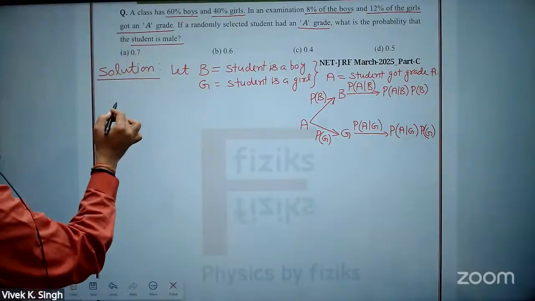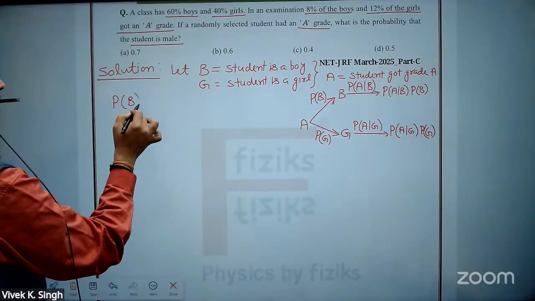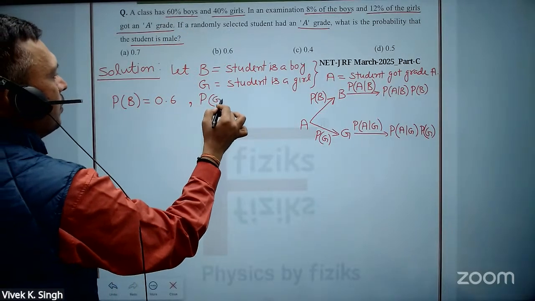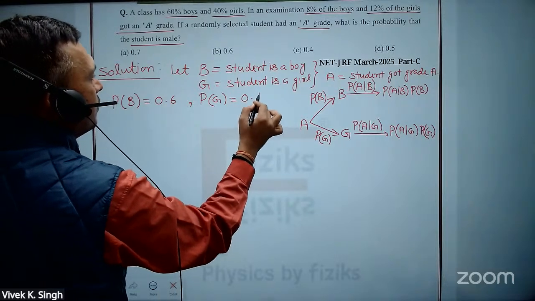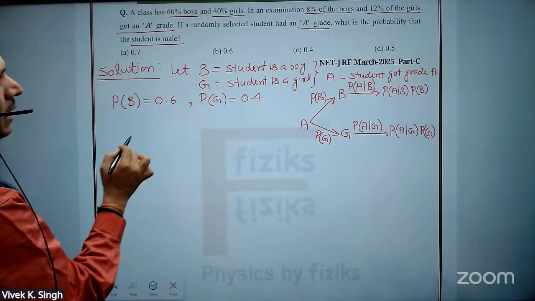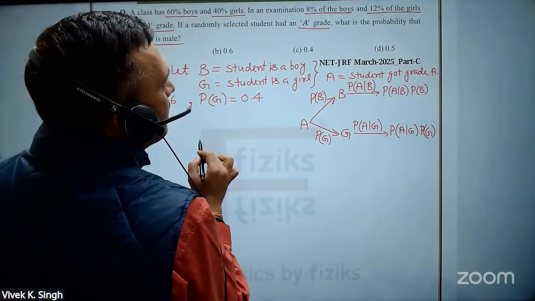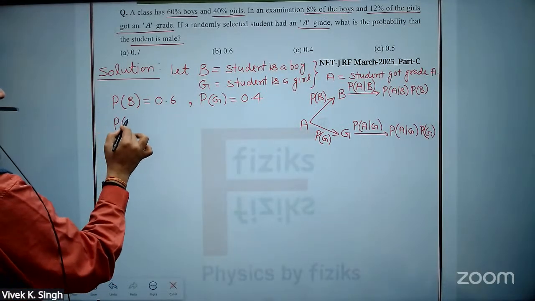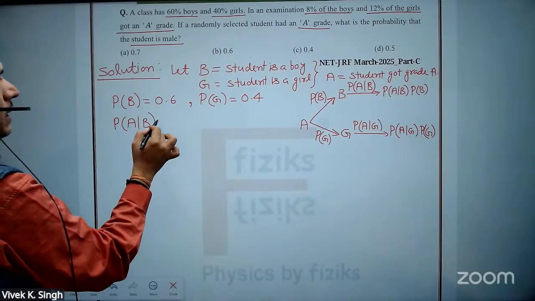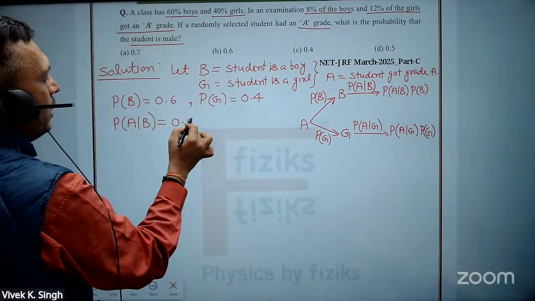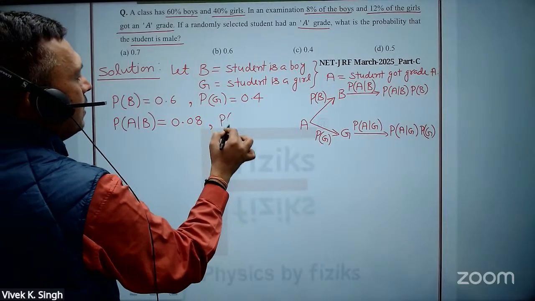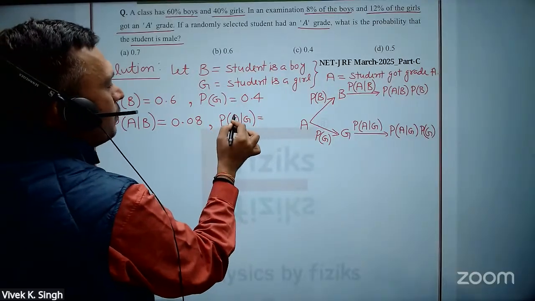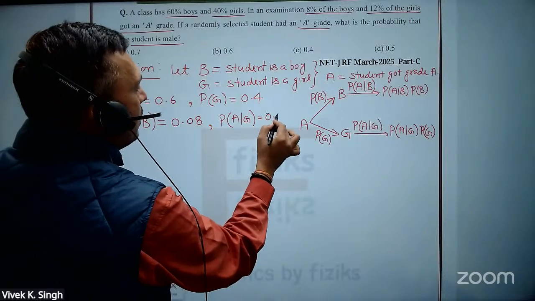Okay? So here it is given that P(B) is 0.6, 60%. Girl is 0.4, 40%. And 8% of the boys got grade A. So P(A|B), when boys are selected, is 0.08. And similarly, the probability of getting grade A when girls are selected is 12%. So this is 0.12.